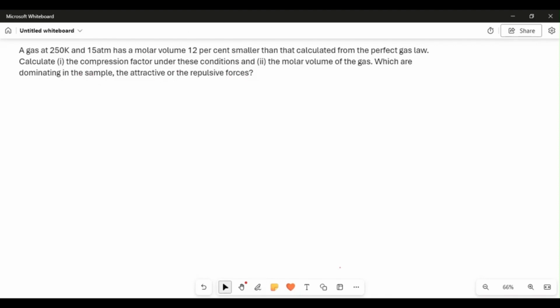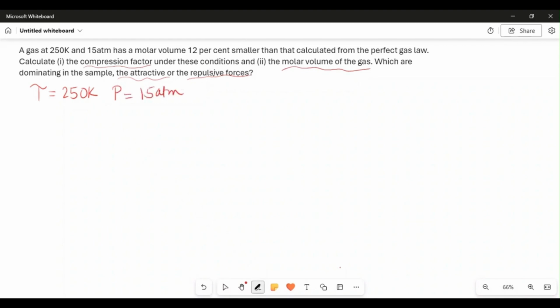So this question is kind of intertwined. We're supposed to find the compression factor, the molar volume of the gas, and whether the attractive forces or the repulsive forces are dominating in the sample. So you have three different questions in one question. The first thing you have to do is write down the information that you're given. We know that the temperature is 250 Kelvin. We know that the pressure is 15 atmosphere.